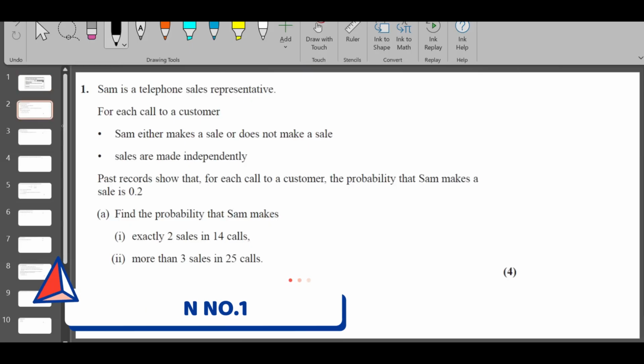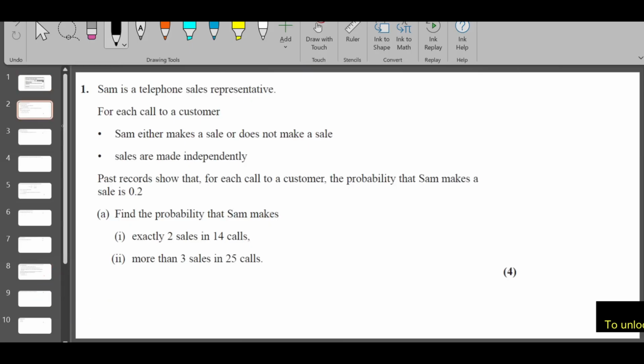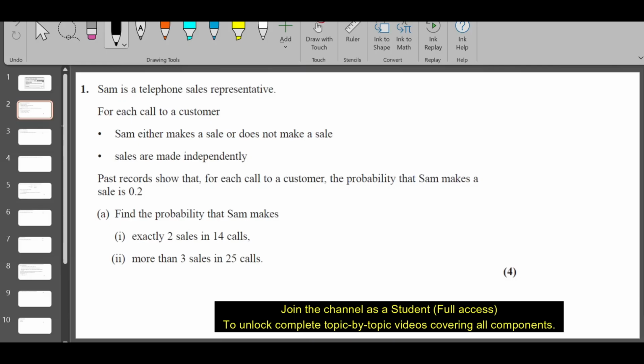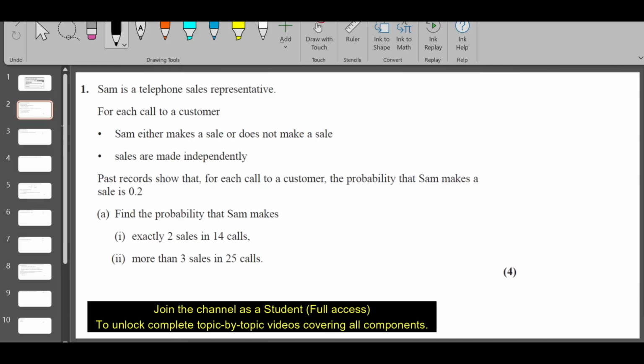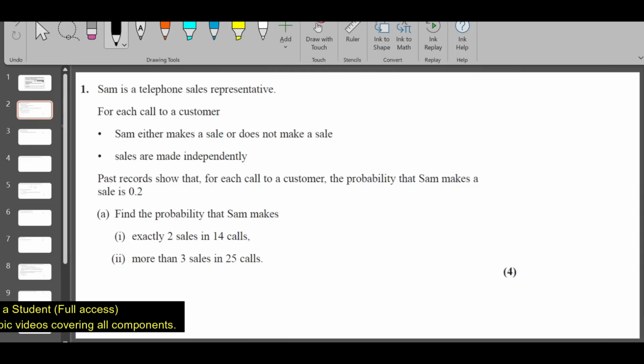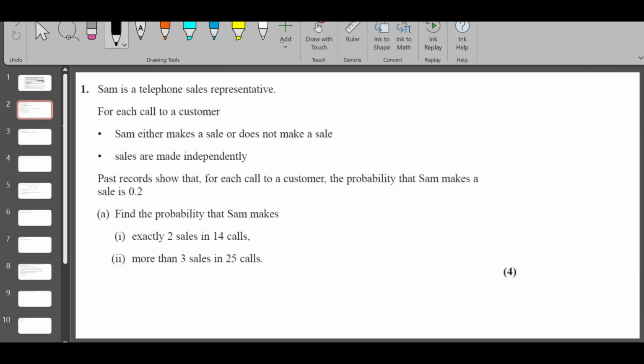Sam is a telephone sales representative. For each call to a customer, Sam either makes a sale or does not make a sale. That means there are two outcomes. Sales are made independently. Past records show that for each call to a customer, the probability that Sam makes a sale is 0.2. That's a fixed probability for success, so that's apparently a binomial distribution, right?